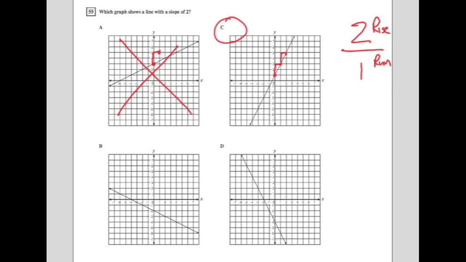So I'm going to go ahead and circle C. I'm not positive that that's my answer. I know it has this slope on it, but I just want to eliminate the other 2 before I make up my mind.